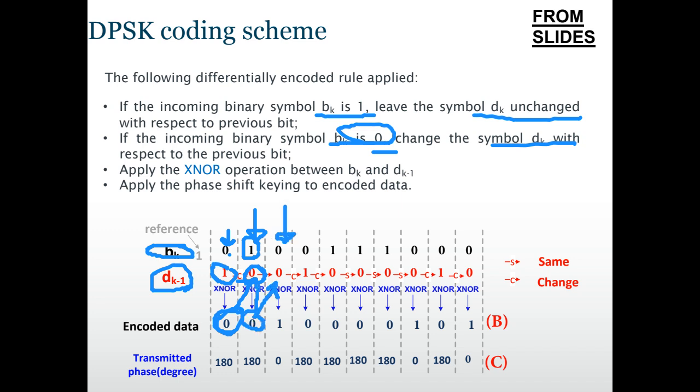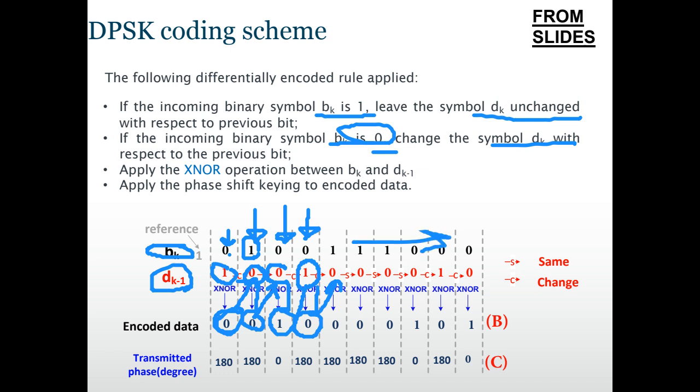Then symbol need to change from 0 to 1. Okay, and then this is a reference for the next one. And then input binary bit is 0. We need to change the symbol from 1 to 0. And this becomes the reference for the next one. So you can continue work out the rest.